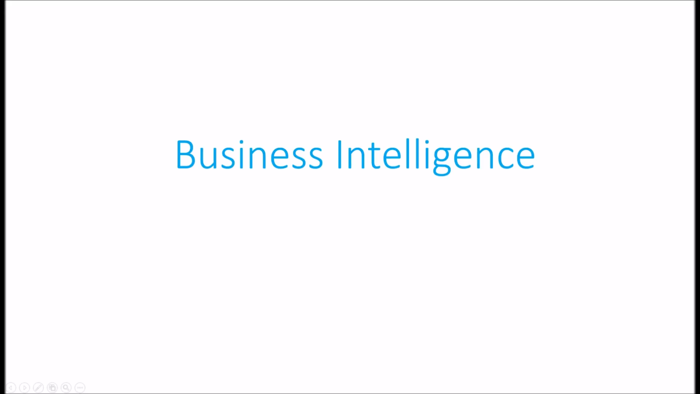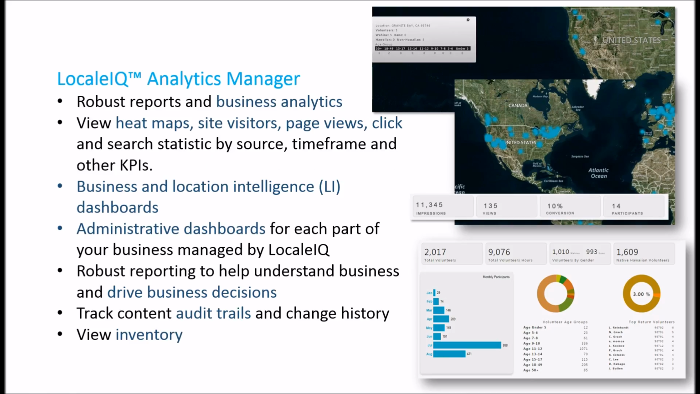Now let's take a look at LocaleIQ's business intelligence. In LocaleIQ's Analytics Manager, customers get access to a full suite of business dashboards and location intelligence reports. Everything from heat maps to site visitors, page views, click paths, and other KPIs. As you can see on the right, you get access to quick maps that provide you with demographic information about where your users are coming from, where they viewed the site, who's actually clicked on and participated in your event, as well as business dashboards such as impressions, number of event views, conversion numbers, and repeat visitors.